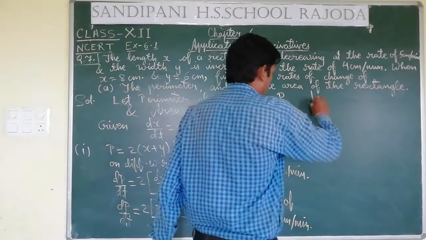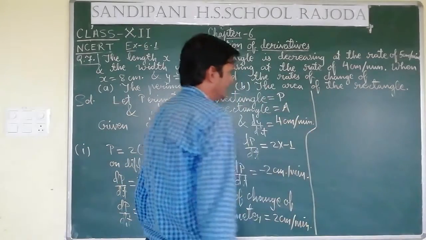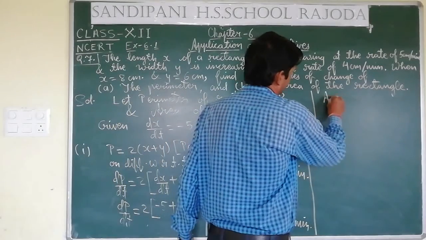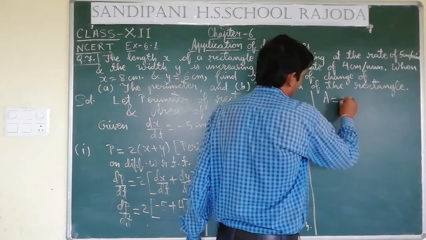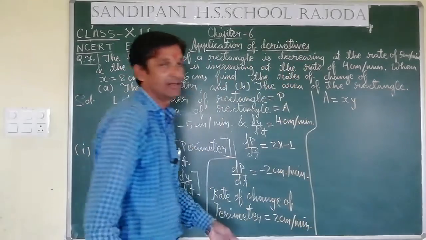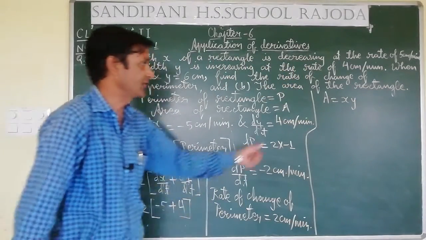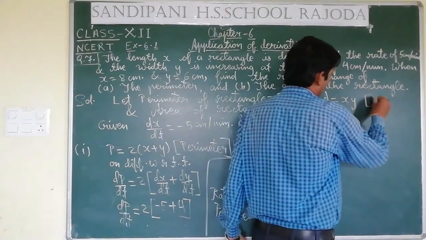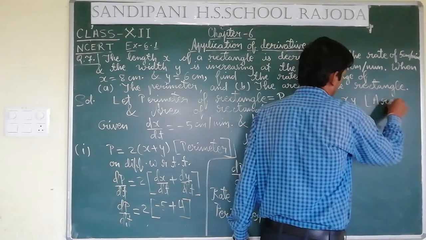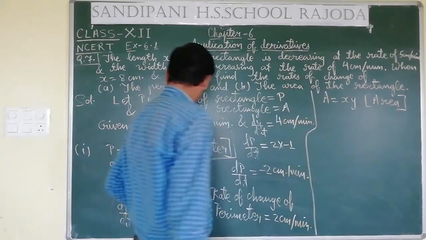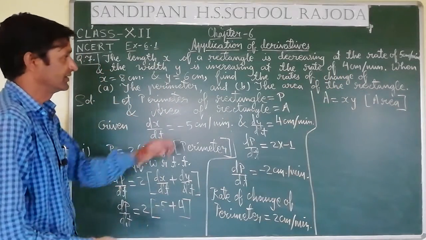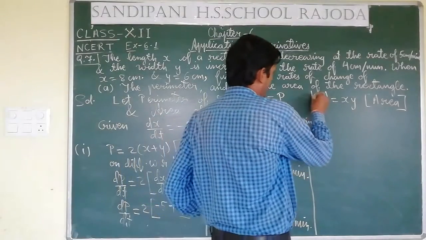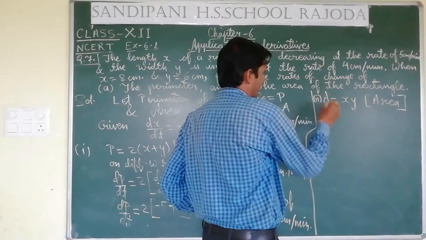Now rate of change of area. So what is area of rectangle? Area of rectangle is x into y, that is length into width. It is well clear that area of rectangle is length into width. Perimeter of rectangle is 2 into x plus y. There area is also asked, so it is our second part of the question. So here second question starts.